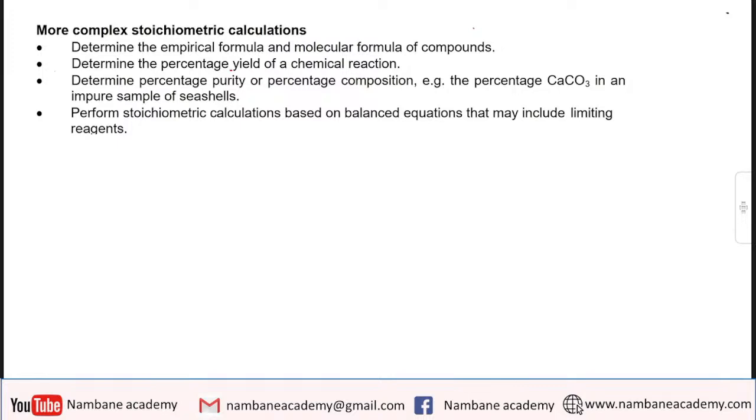More complex stoichiometric calculations. The very first line, ladies and gentlemen, says: determine the empirical formula and the molecular formula of compounds, determine the percentage yield of a chemical reaction, determine the percentage purity, and perform stoichiometric calculations based on equations that may include limiting reagents.